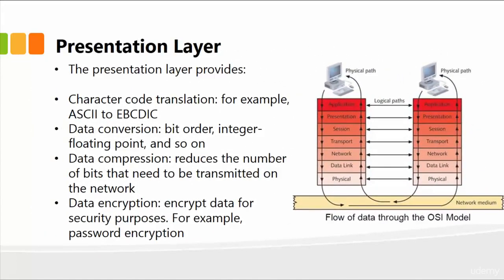Next is the presentation layer, which provides character code translation, data conversion, data compression, and encryption. So this is where all of these functions happen. For instance, data conversion covers the bit order, the integer floating point, and so on. The compression includes reducing the number of bits that need to be transmitted on the network. And of course, the encryption of data for security purposes, such as password encryption.